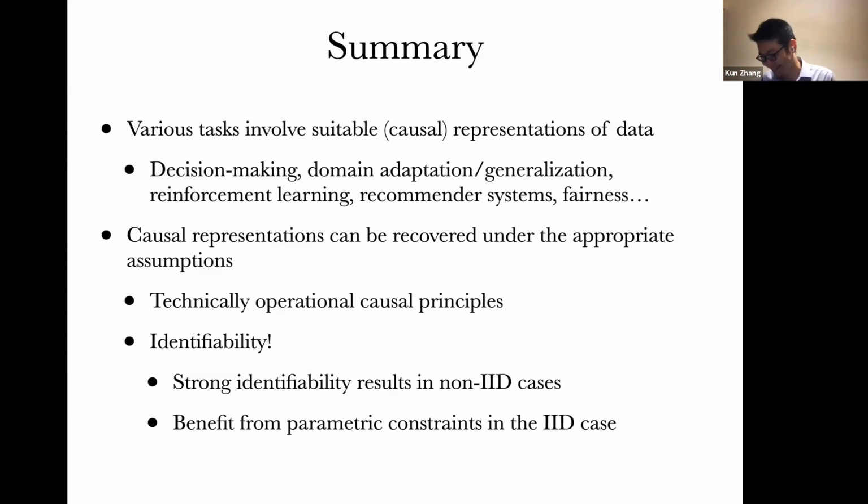It seemed to be too dense. Let's thank our speaker.